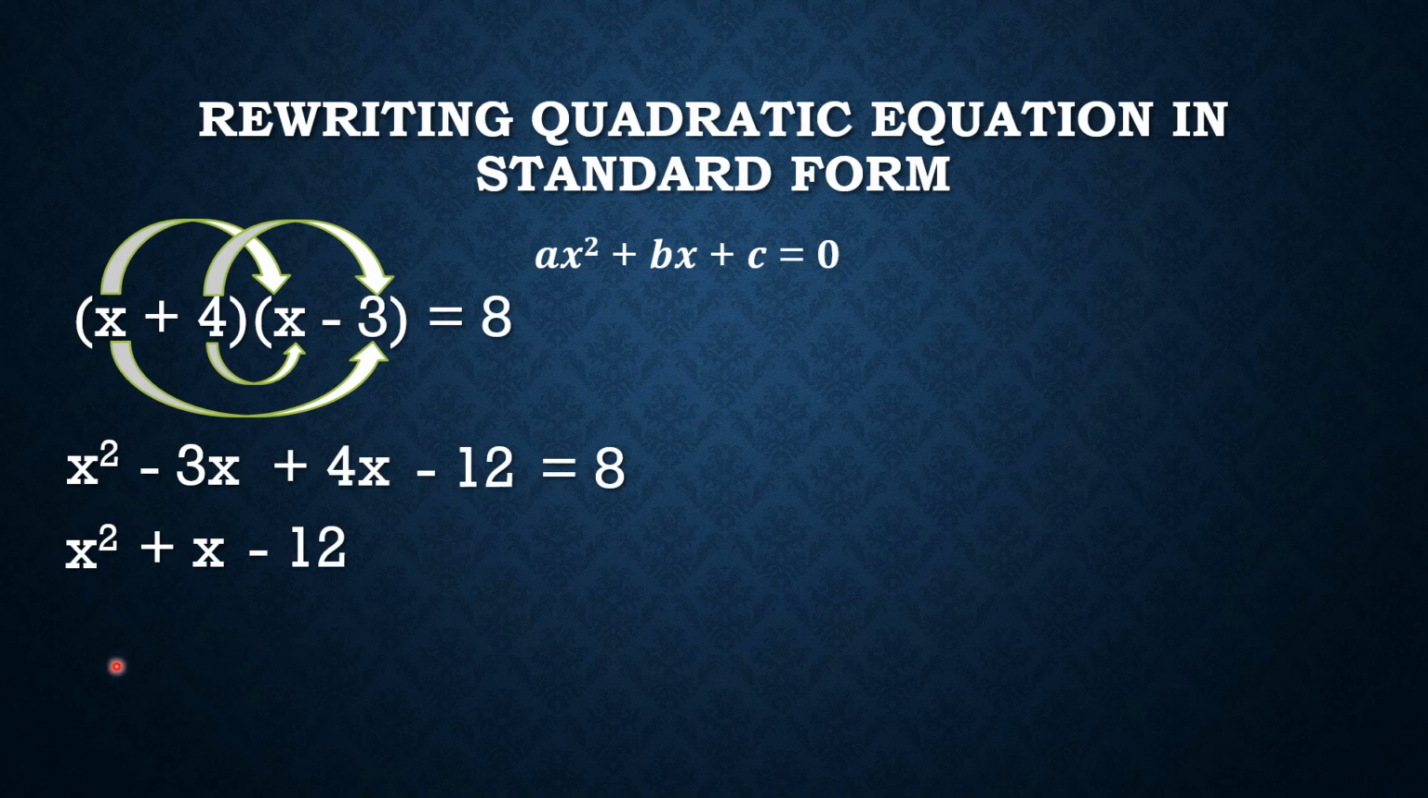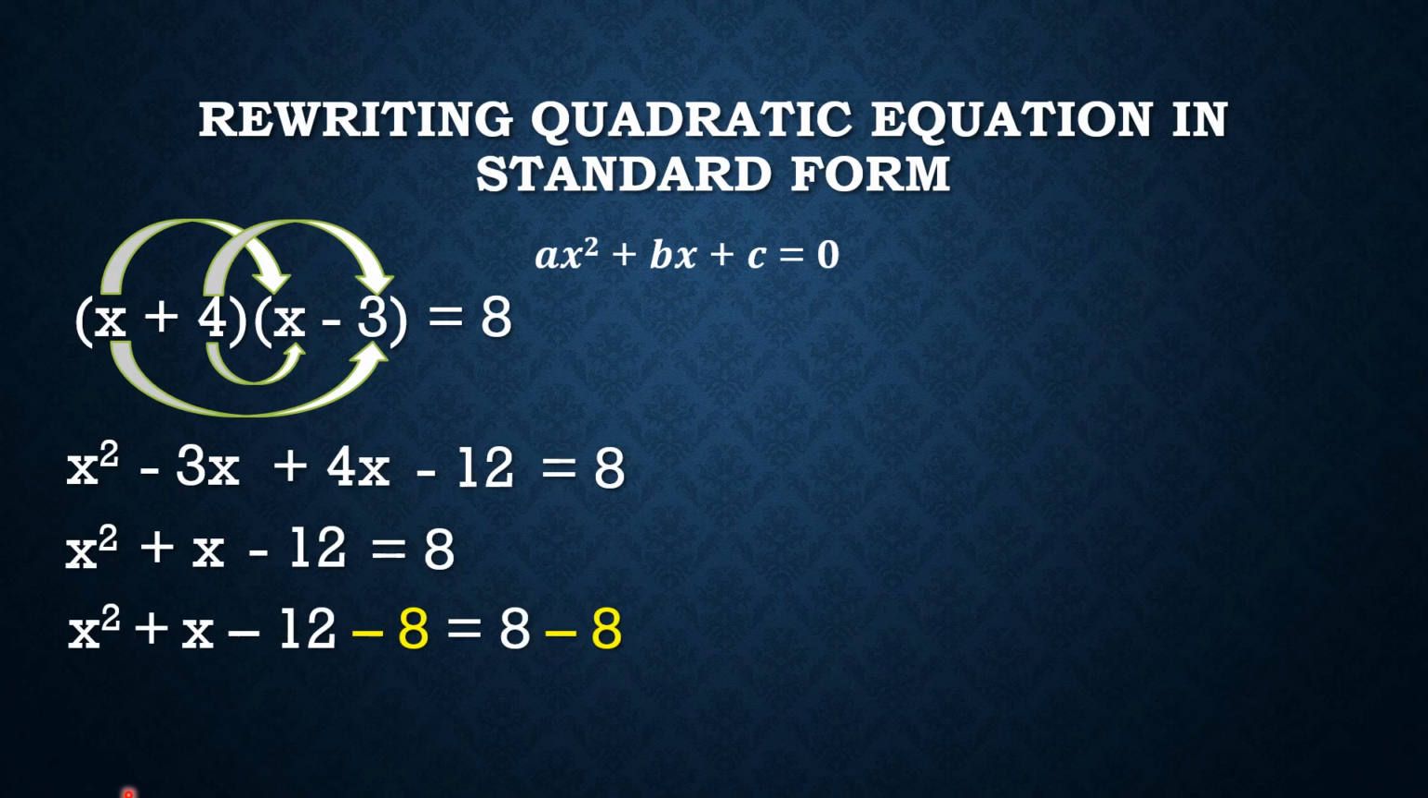So, here we have this. So, again, nag-subtract tayo ng 8 sa left and right sides of the equation. So, cancel na itong 8 dito. 0 na yung matitira dun sa right side. And now, by combining similar terms, we have x squared, positive x, and then negative 12 minus 8 is negative 20 equals 0. Therefore, a is equal to 1, b is equal to 1, and c is equal to negative 20.